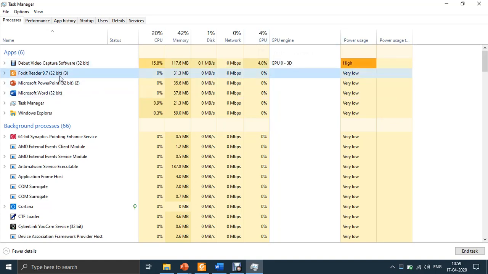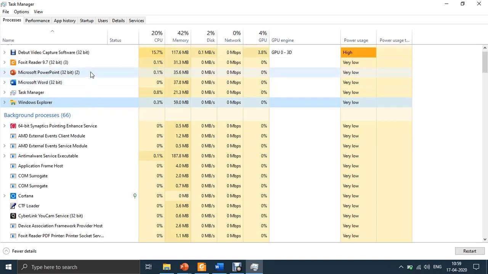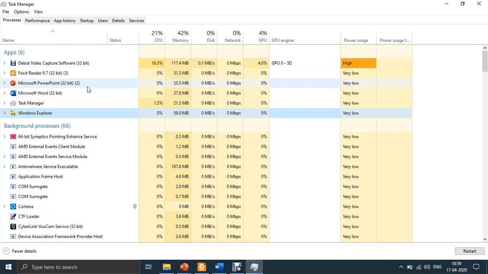So next is one more process, Foxit Reader. One more process. What is this? Microsoft PowerPoint, Microsoft Word, Windows Explorer. So all these are the processes that are currently running. So these are the applications that I currently have opened.